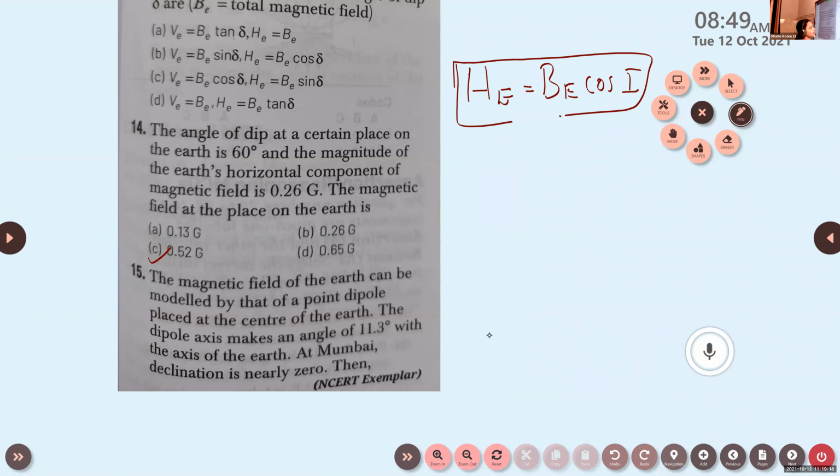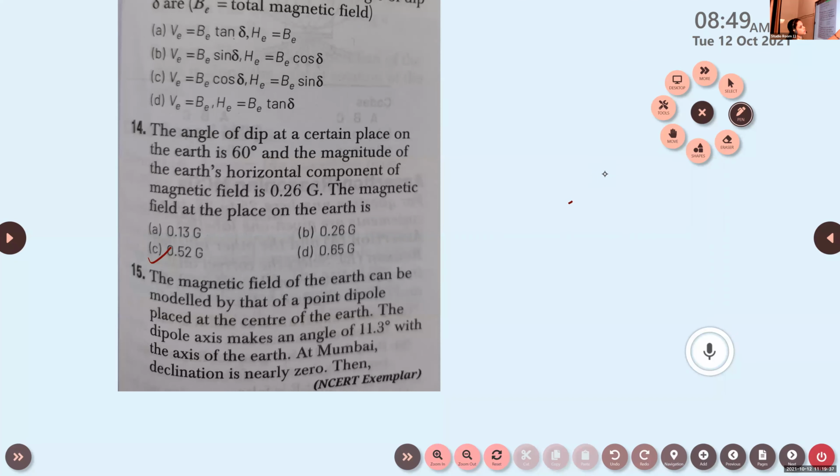For the vertical component of the earth's magnetic field, here we have Z is equal to BE cos I. Not BE cos I, BE sin I. For the vertical component, we have Z is equal to BE sin I.